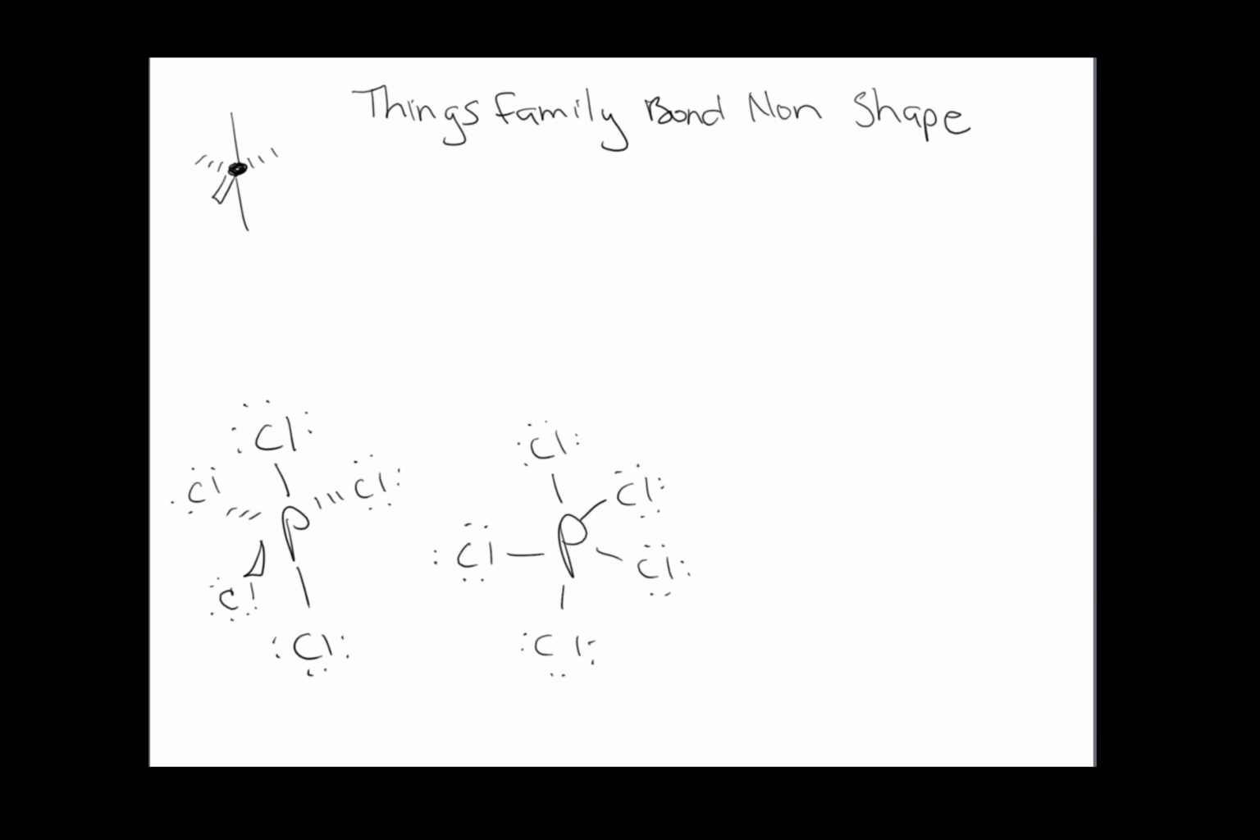Find your center. How many things are around it? 1, 2, 3, 4, 5. So it has 5 things. That is called family trigonal bipyramidal. How many bonds does it have? 5. How many non-bonding? None, so it's the same name.